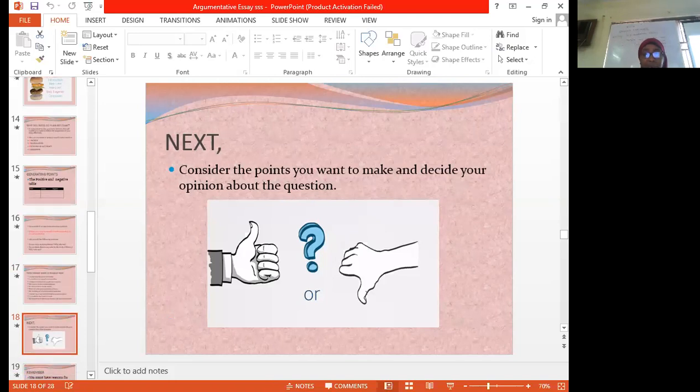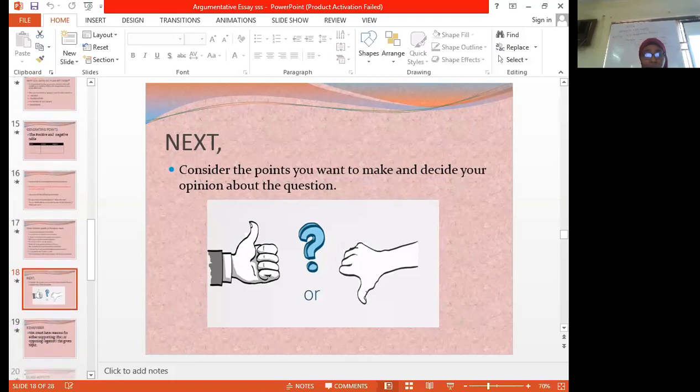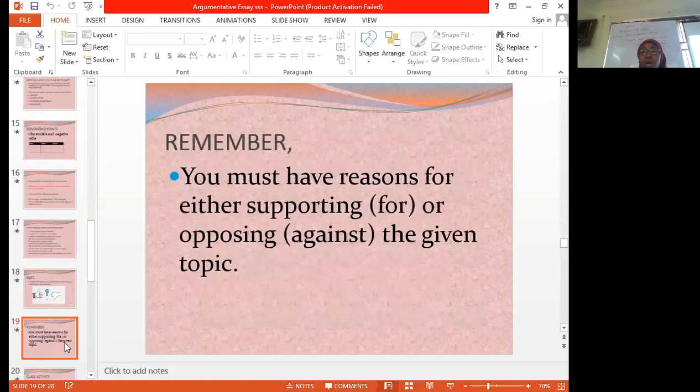Then the next step is, and also you must have reason for either supporting. It's not just having points. When you're supporting a particular view, you must be able to do it strongly, you know. So you must have reason for either supporting or opposing the given topic.